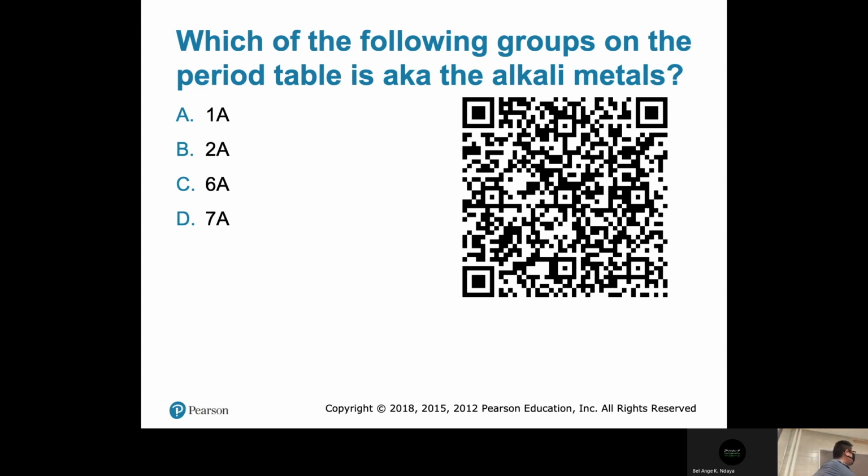Almost half and half. Well, no, actually it's like 2/3 to 1/3, right? A versus B? The answer is in fact A, because group 1A is called the alkali metals. Remember that 2A is the alkaline earth metals. The alkali metals are more reactive than the alkaline earth metals because they just want to get rid of that one electron. Makes sense?